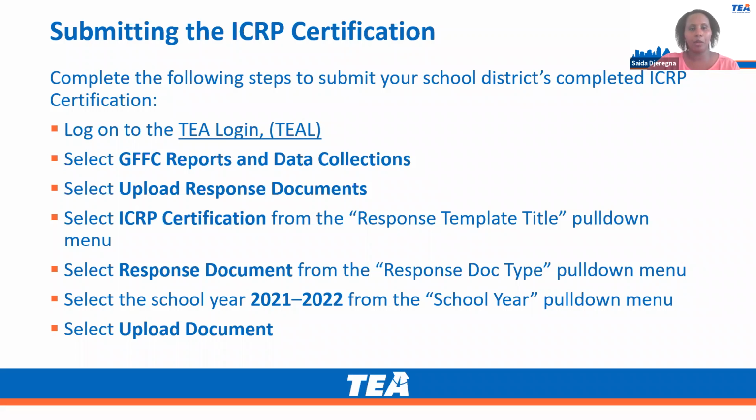It is very important that you index all of the documents that you submit on GFFC reports correctly. So in this case, it's very important that you index the response template title and the school year correctly. So make sure that you select ICRP certification from the response template title and the correct school year, so that when we pull reports, we can capture your submission.